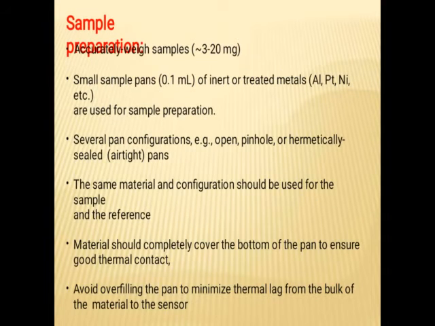Okay. Then how can we prepare a sample? We have to weigh the sample, generally 3 to 20 milligram. Small sample pans of inert or treated material are used for sample preparation. Several pan configurations can be used: sealed pans, open pans, pinhole pans. Then the same material and configuration should be used for the sample as well as the reference.